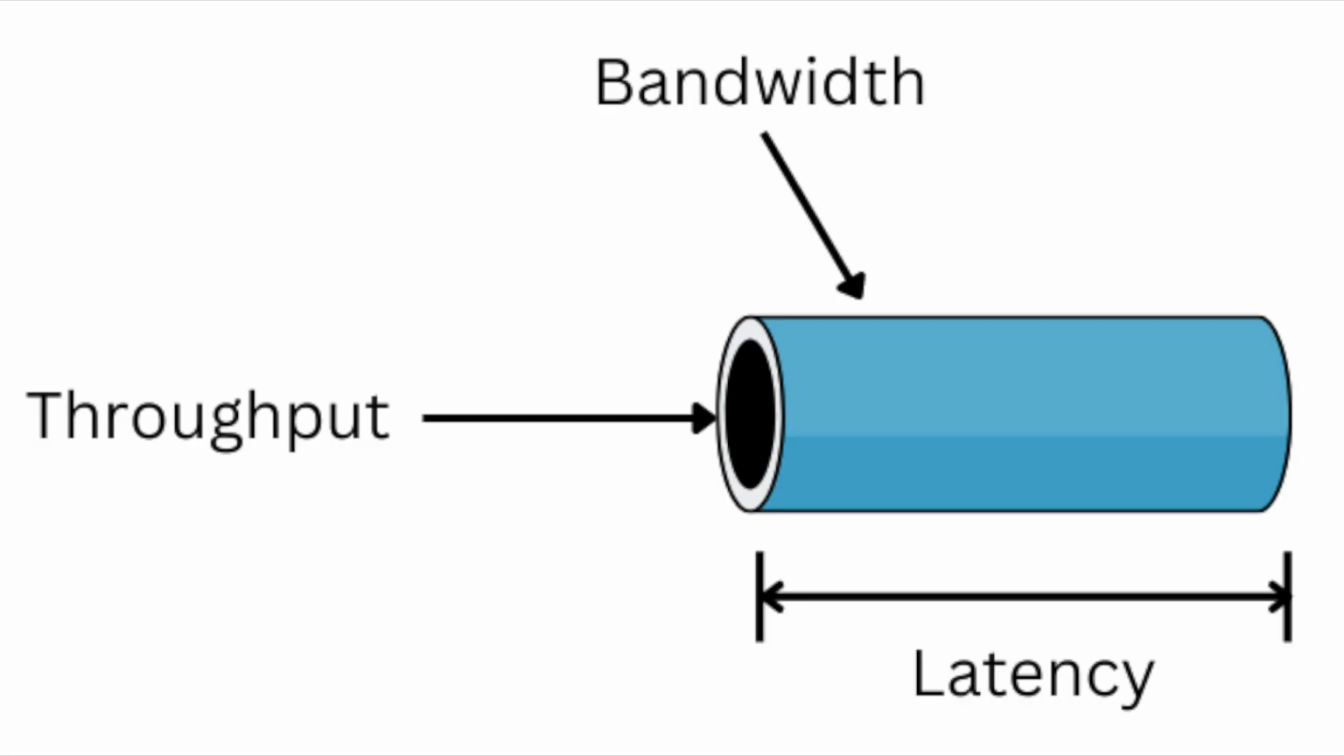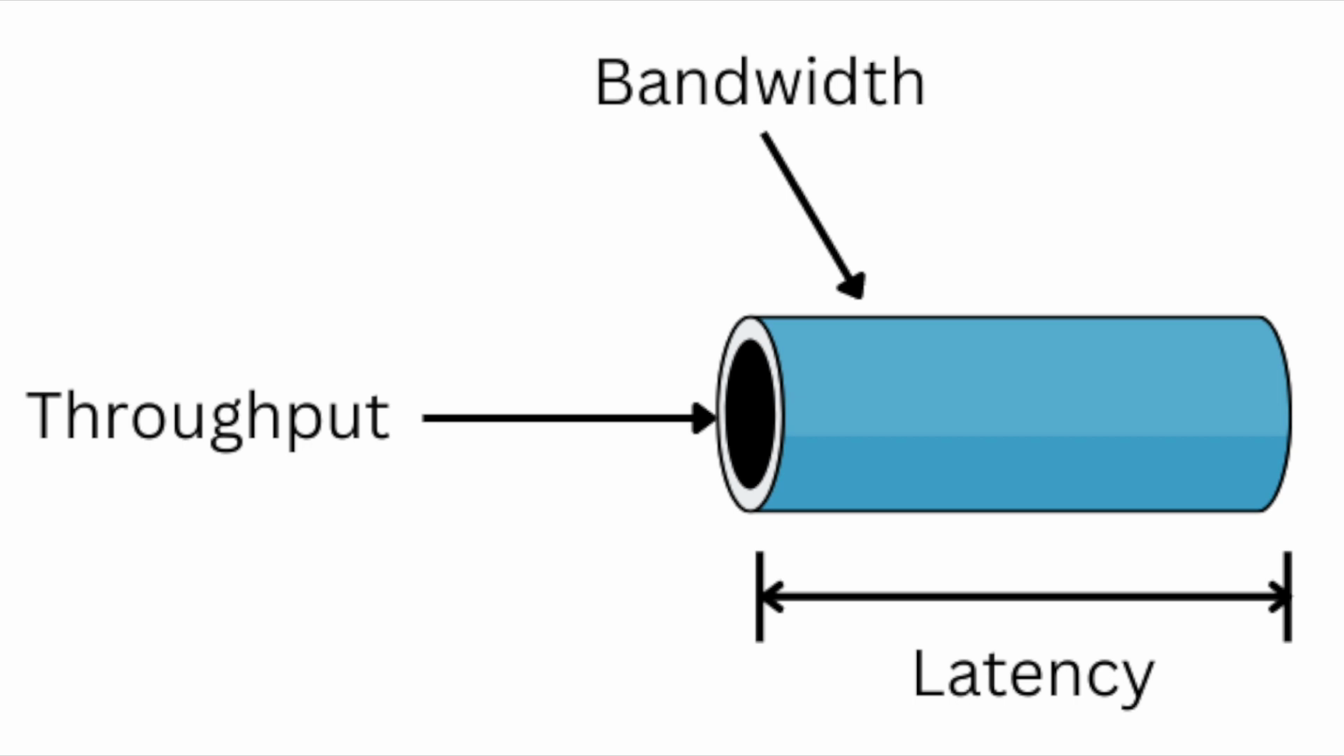Throughput and bandwidth are two important concepts in software engineering systems design that relate to a system's ability to handle data traffic. Throughput refers to the amount of data that a system can handle in a given time period. It is typically measured in bits per second or bytes per second.